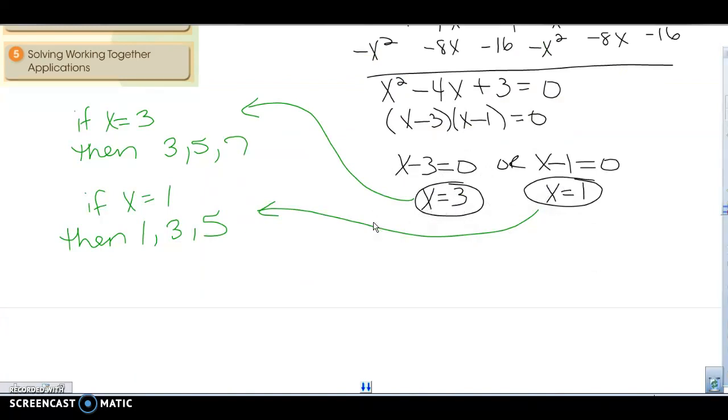So remember, we were asked to turn in 3 consecutive odd numbers. So if x equals 3 is my first odd number, the next odd number after that will be x plus 2, so 3 plus 2, and then the one after that will be 3 plus 4. So notice here are the 3 consecutive odd numbers I could turn in. However, if we let x be 1, which was the other possible solution, then my 3 consecutive odds would be 1, 3, and 5. So you have 2 solution sets to turn in for this particular problem.